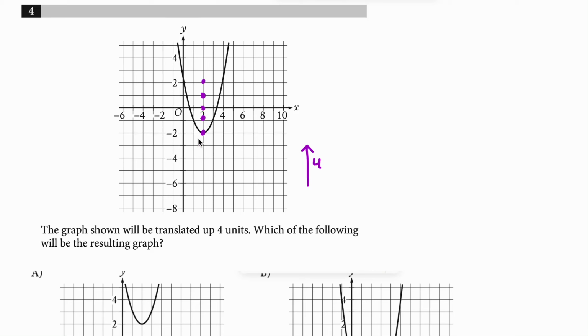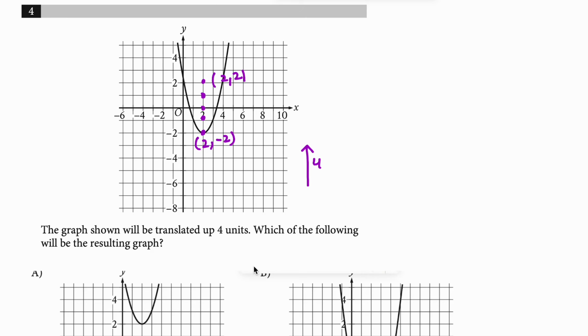So if these coordinates are 2 and -2, if we move up 4 points, that is known as vertical translation. So the coordinates are 2 and 2. That means the vertex of this parabola is moving up 4 points and the coordinates are changing from 2 and -2 to 2 and 2.